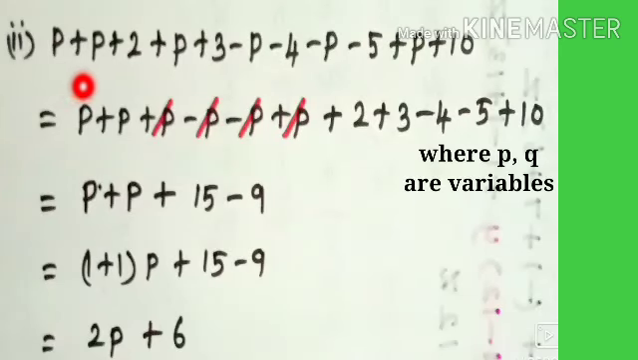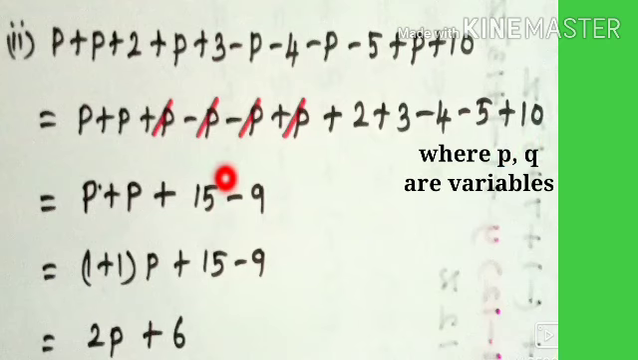Students, now in this problem, p is the variable. Only one variable is given, others are constants. Now arrange like terms in the next step. Here the terms of p are p plus p plus p minus p minus p plus p. Here we have to write all the p terms, and the remaining are the constant terms. What are the constant values given in the problem? 2 plus 3 minus 4 minus 5 and plus 10. We have to write them here.